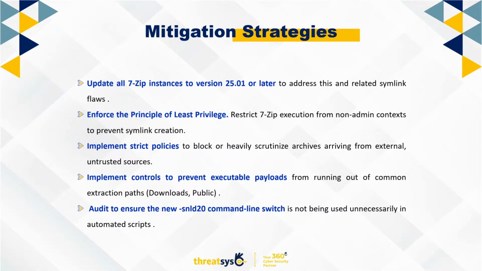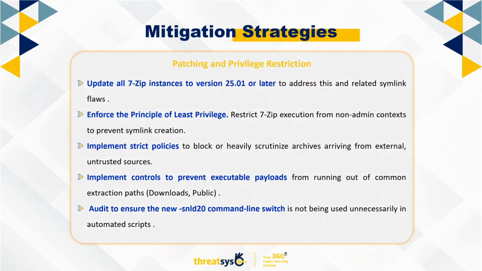Then implement controls such as EDR or application whitelisting to prevent executable payloads from running out of common extraction paths, like the download or public folder, as I have shown you in my demonstration. Then if you use 7-zip in automation, audit your scripts to ensure the new command line switch which disables symlink and hard link creation for security is not being unnecessarily disabled. That should be enabled so that it will block the symlink creation. Let's move on to the timeline of patching.